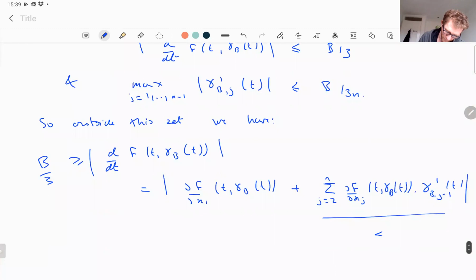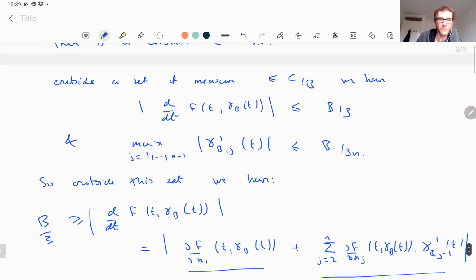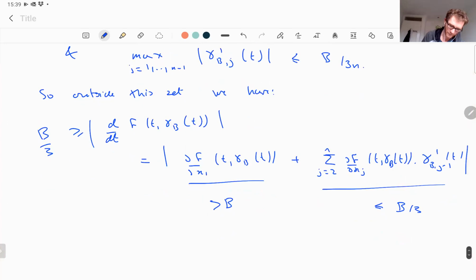But this is at least b. So as soon as this set of small measure isn't everything, we have a contradiction. So that means once b is bigger than c, there's something outside. There's something in the set where we have this, and then we get a contradiction. So this is a contradiction for b bigger than c. So that means the set we started with doesn't really contain an interval, so it's fine. Okay, right, so that's the end of the proof of reparametrization.